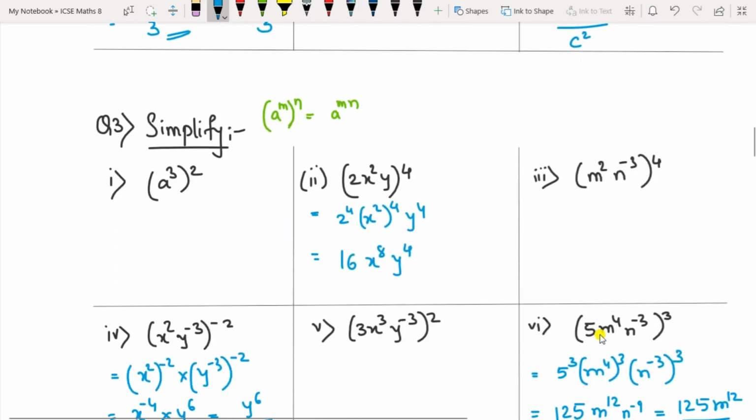Question number 3 is simplify. Here we are going to use the law or the rule (a raised to m) raised to n. If there is a single base and there are two powers, so the powers will get multiplied. That is mn. You have to multiply the powers here. So in this case it will be a raised to 3 multiplied by 2. That gives a raised to 6 as the answer.